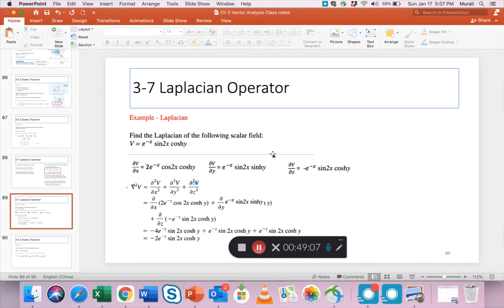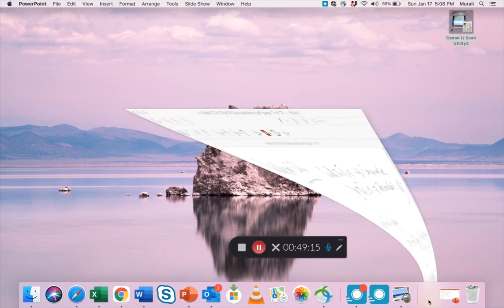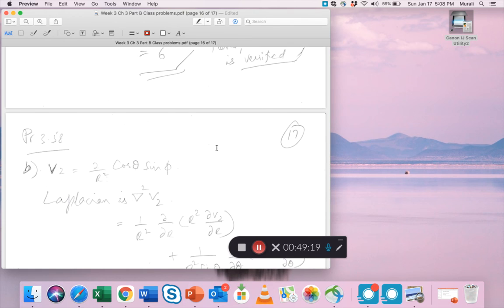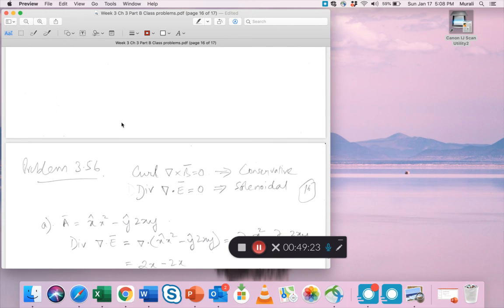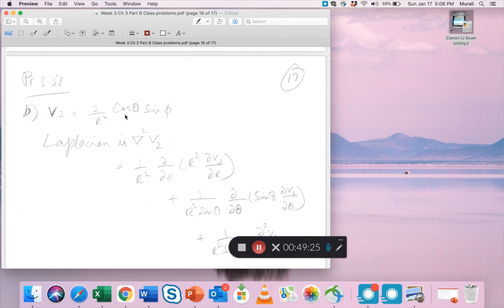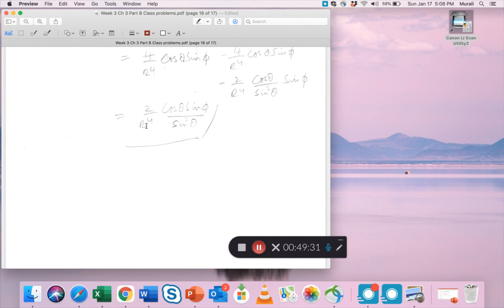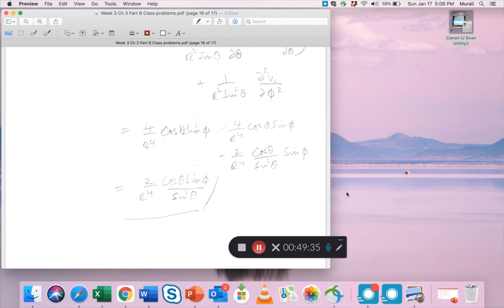Okay, so here's one that I've solved, and I've also solved one here, problem 358 from the back of the textbook. Sorry, that is actually slightly ahead. Yeah, 358. So 356 came after 358. I apologize. So on page 17 of my PDF, here's another calculation for the Laplacian, and that comes out to be this value. Okay. All right.